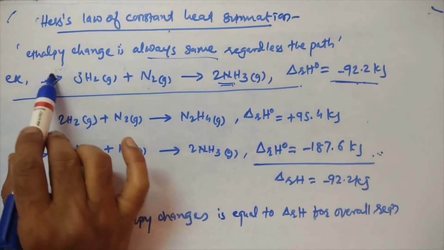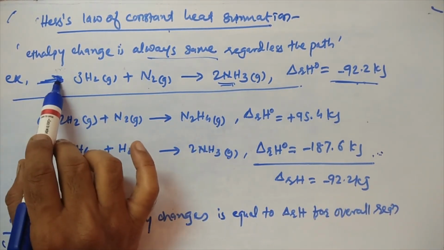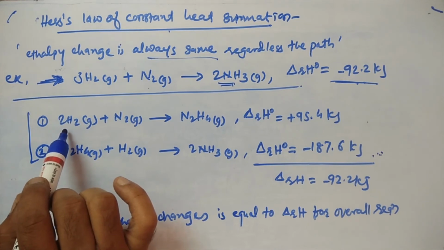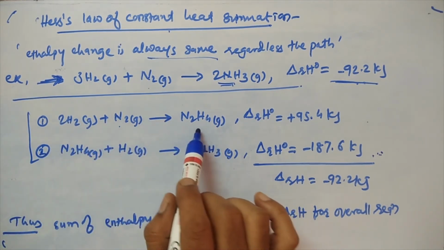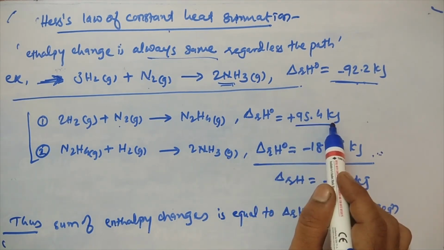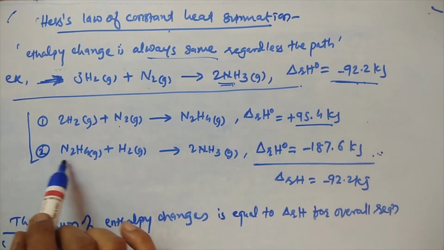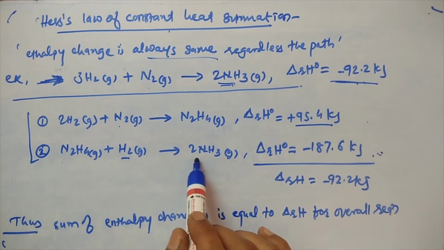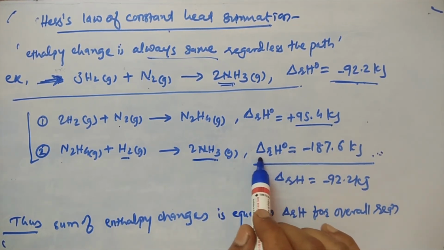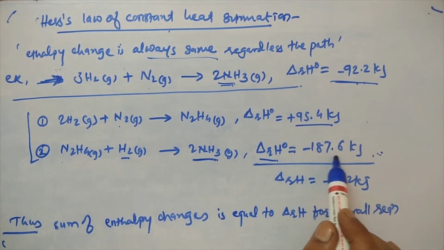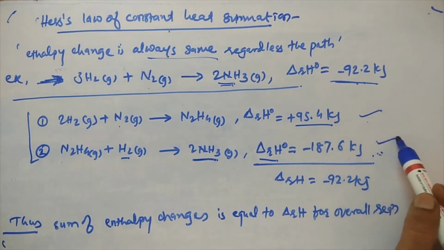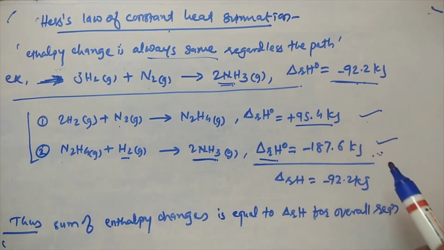If instead of representing it in one step, we carried it out in a number of steps: in the first step, when hydrogen reacts with nitrogen, formation of N2H4 takes place, and for this first step the change in enthalpy is 95.4 kilojoules. In the second step, N2H4 reacts with a hydrogen molecule to form ammonia. This is the second step of formation of ammonia, and for the second step the enthalpy change is minus 187.6 kilojoules. So these are the individual enthalpies for the two steps of formation of ammonia.